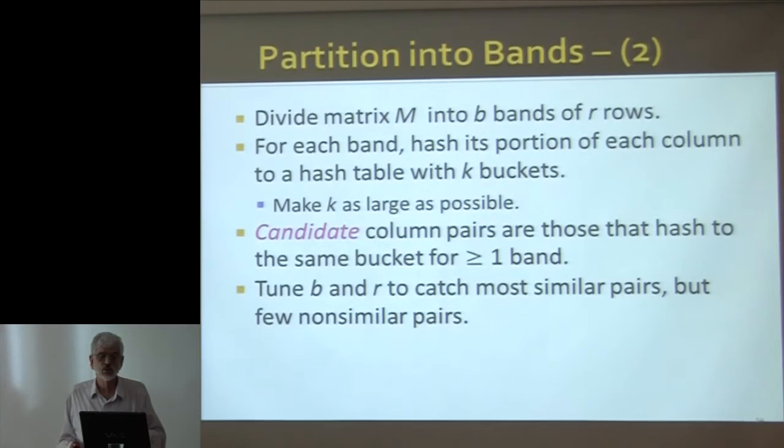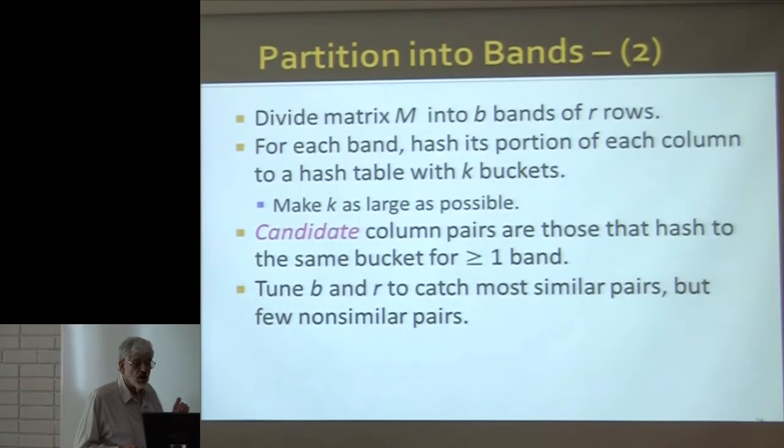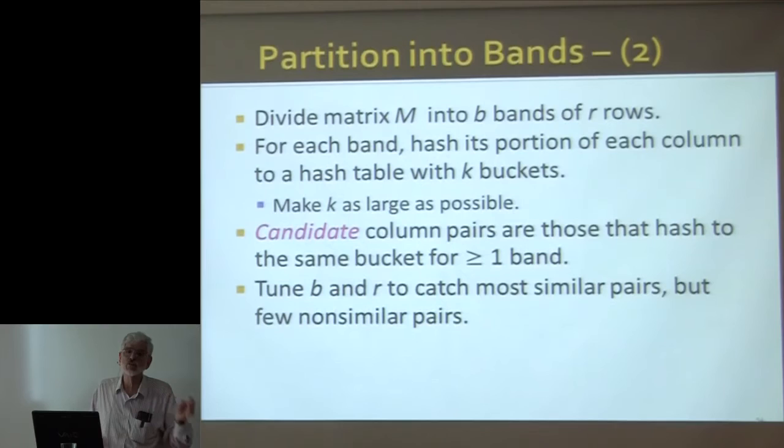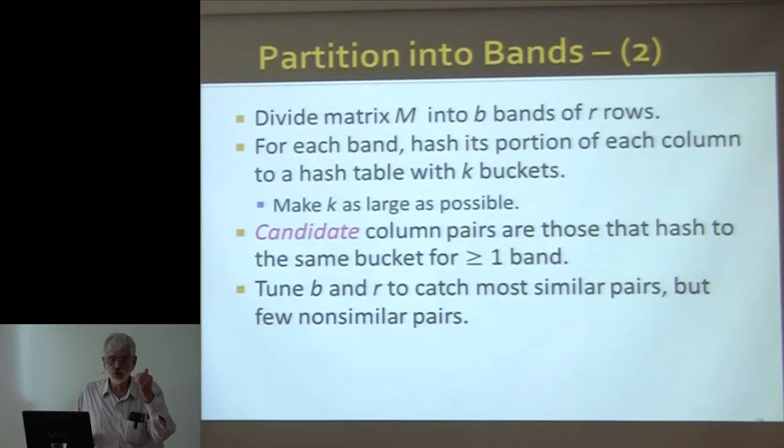Okay, and I do have some flexibility as to what B and R are, and I'll show you roughly how you want to pick B and R as a function of the threshold that you want, so that you have as few false positives and false negatives as possible. Obviously, the larger the signatures, the larger the product of B and R is, the better you can do in eliminating false positives and negatives.